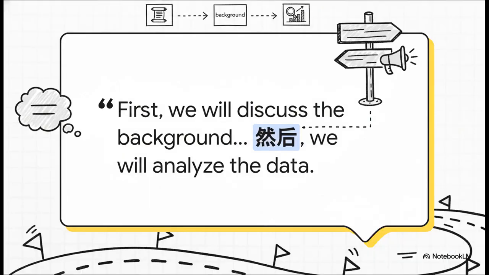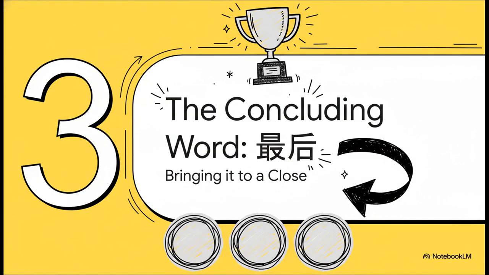Okay, let's look at a practical example. Imagine you're presenting. Notice the flow here. First, we will discuss the background. You'd pause there, just for a beat. Then you signal the transition. 然后 we will analyze the data. That one word, 然后, acts like a signpost. It tells your listener exactly where you are in the structure of your argument. It's incredibly powerful.